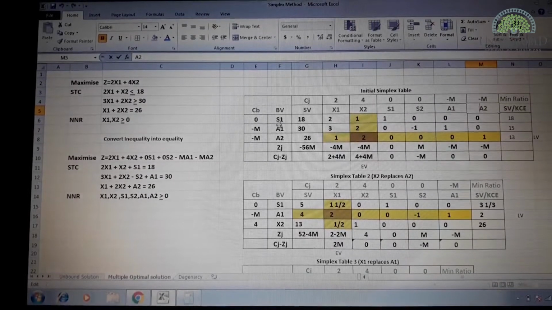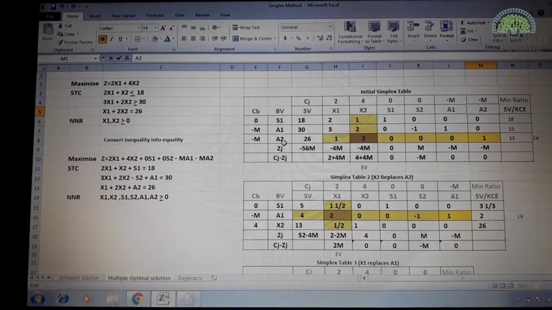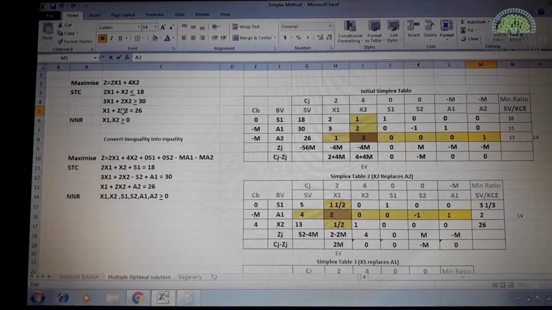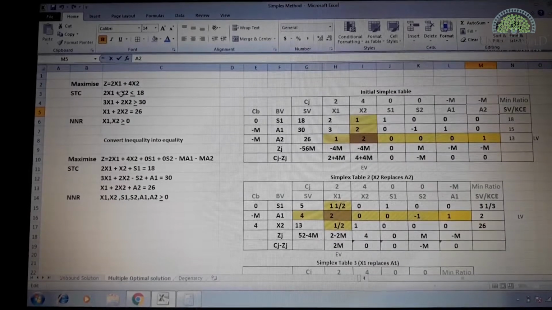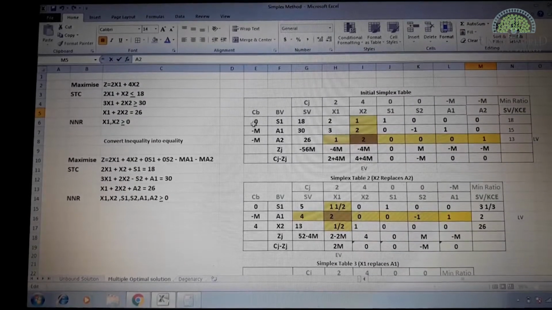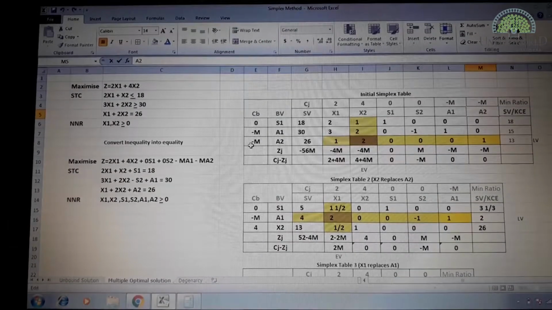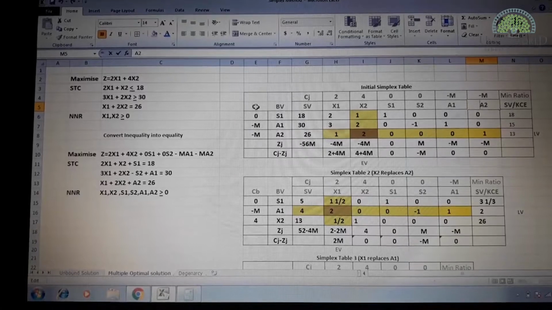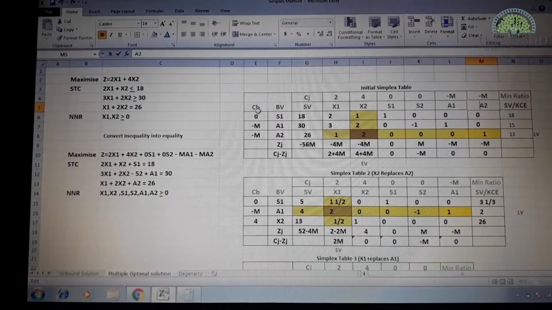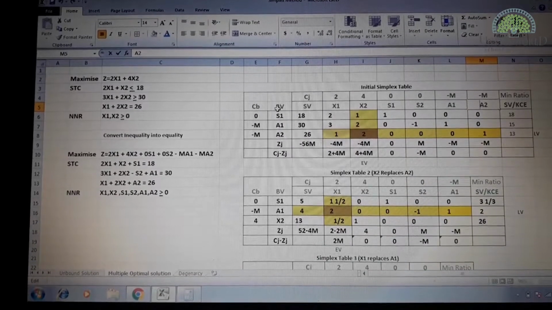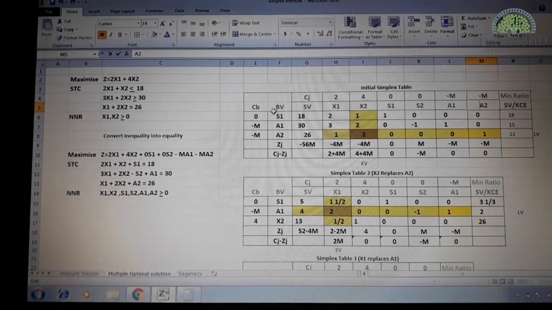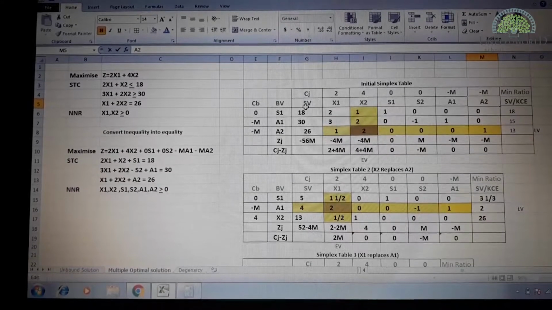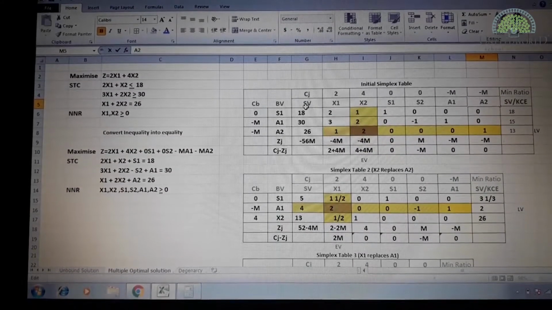Similarly, the number of rows that we will have in a simplex table will depend upon the number of constraints we have. In this problem, we have 3 constraints, so we will have 3 rows, one for each constraint. Now coming to the columns, the first column stands for CB, which is coefficient of basic variable. The next column is for BV, which stands for basic variable. The third column is for SV, that is solution value.